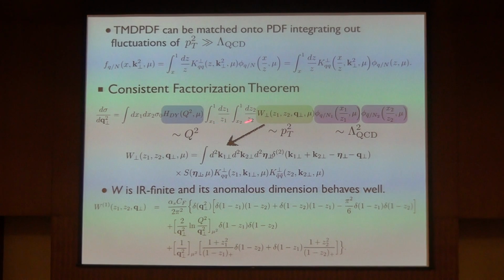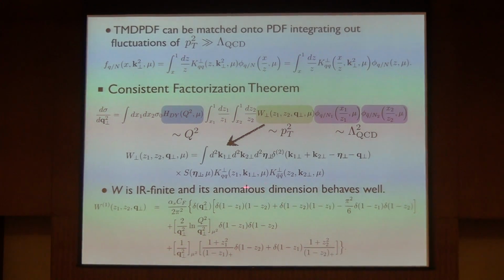In order to cure that kind of problem, we can match this transverse momentum dependent collinear function onto the standard parton distribution functions. Here I just assumed that PT is still much larger than lambda QCD. After taking this matching process, we can obtain this collinear kernel, the transverse momentum dependent kernel, and then I just recombine this collinear kernel and the soft function. As a result, I can obtain this finite result.